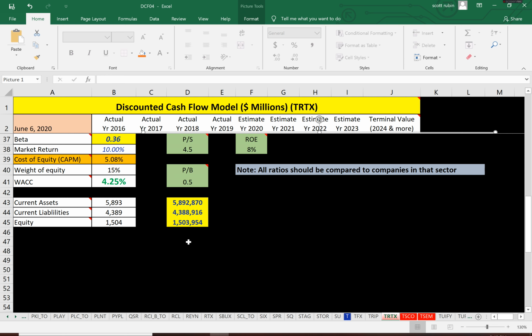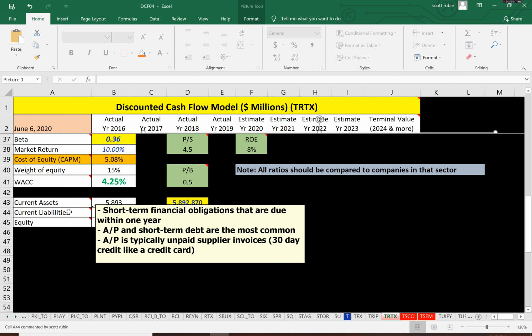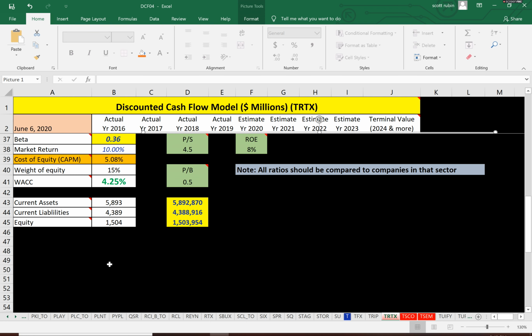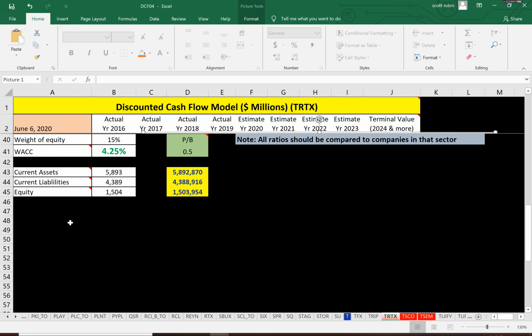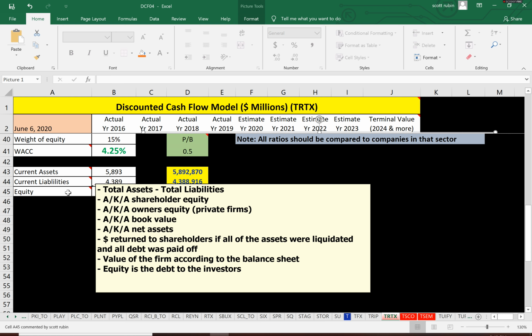And current liabilities is $4.4 billion, and that's the short-term obligations due within 12 months. And the most common are accounts payable, which is what you owe people, like you may owe a supplier or vendor if you buy on credit, which a lot of people do, or short-term debt. Those are the most common types of current liabilities. And equity of $1.5 billion, and equity is on a balance sheet, and it's just total assets minus total liabilities. So it's just the value of the company according to the balance sheet. And it's also known as different names like shareholder equity, owner's equity, book value, net assets. Those are all equity. They mean the same exact thing.